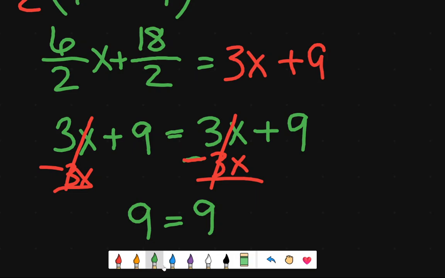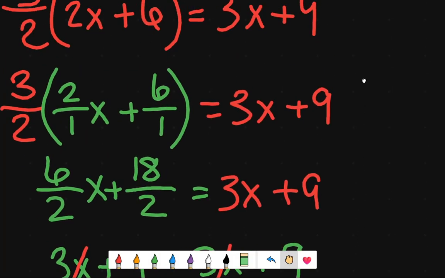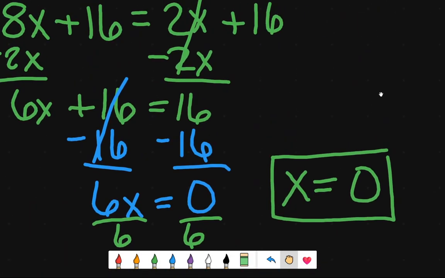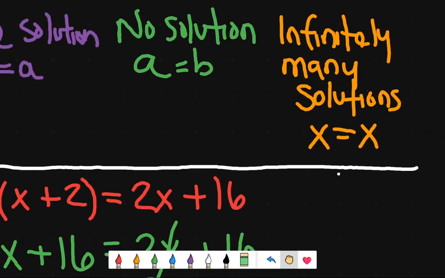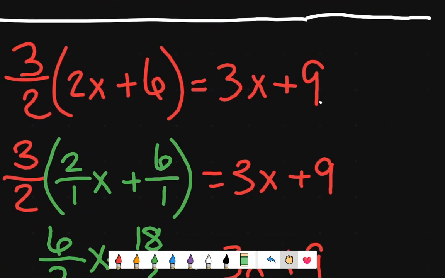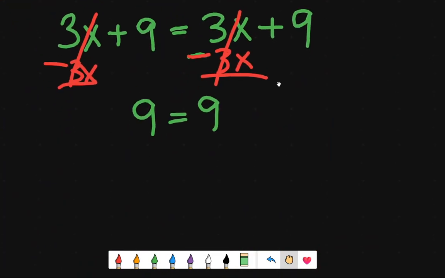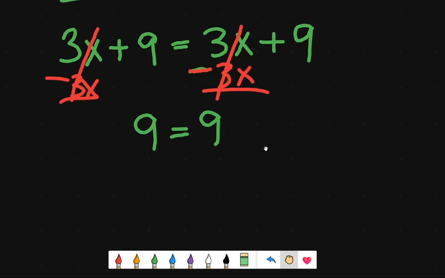9. So at this point, we can actually stop and check and see what this will fall under. If 9 is equal to 9, this would be considered infinitely many solutions, okay? Meaning that you basically have the same line. These two expressions are equal. 3x plus 9 and 3x plus 9. So 9 equals 9, infinitely many solutions. All right? Okay.